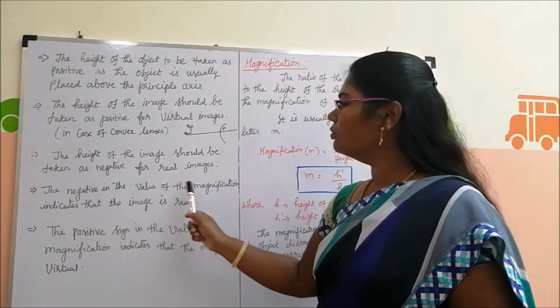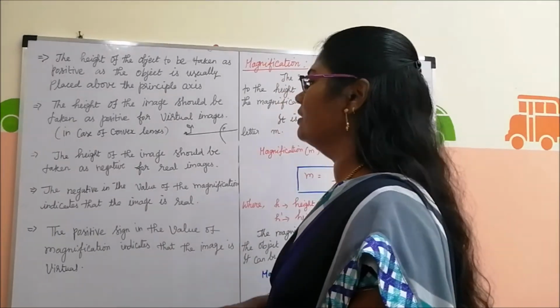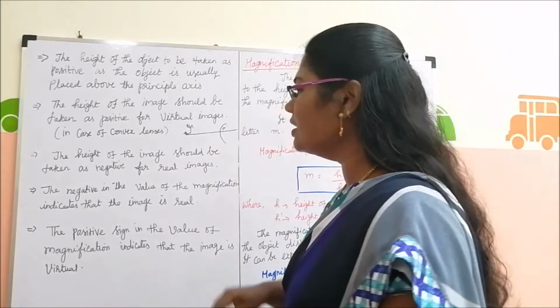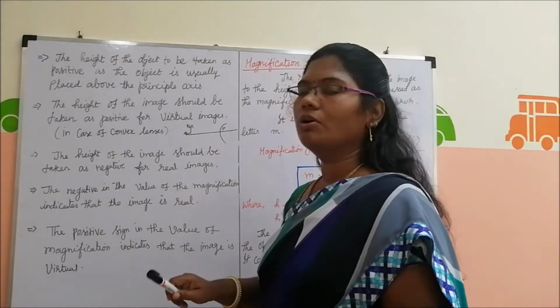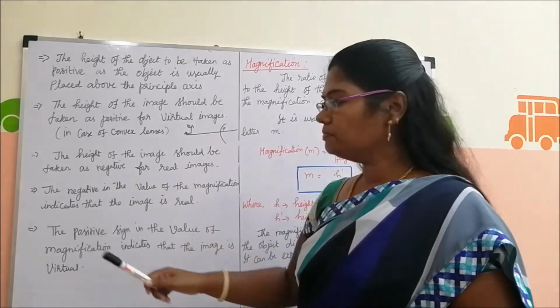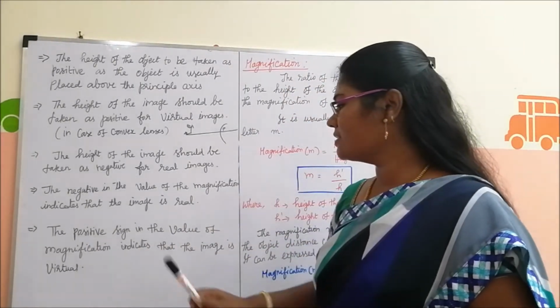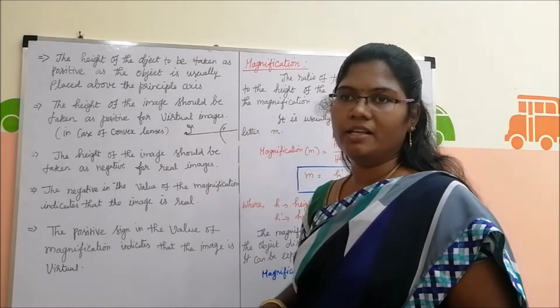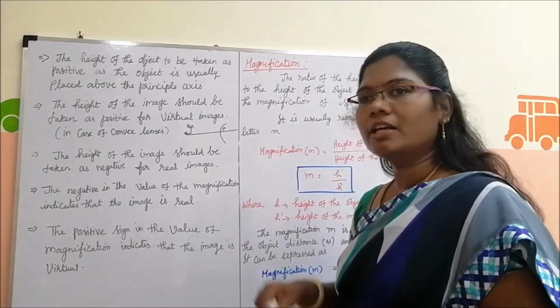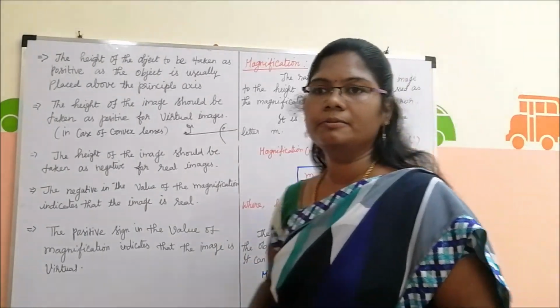So the negative value in the magnification indicates that the image is real. If we calculate the magnification and we get a negative value, it indicates that the image is real. The positive sign in the value of magnification indicates that the image is virtual. So if you get a positive sign in the calculation of magnification, then the image is virtual.